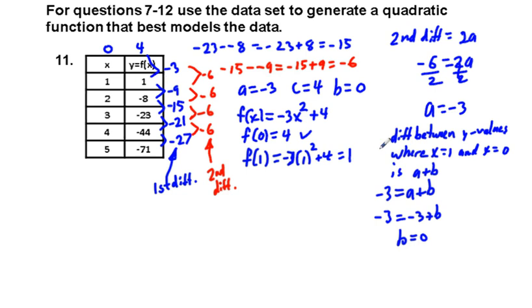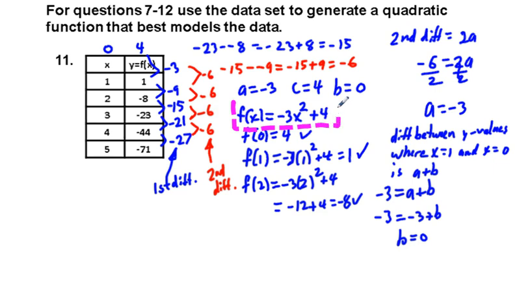So that checks out. Let's try one more. F of 2 is going to be -3 times 2 squared plus 4, and that's going to be -12 plus 4, which equals -8. Check. So we've done 3 checks here. So that really verifies that our function here is going to be the quadratic function f of x equals -3x squared plus 4.